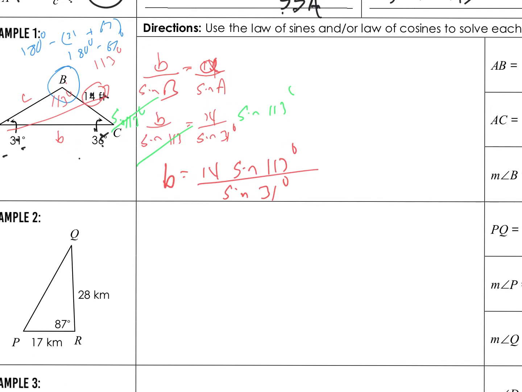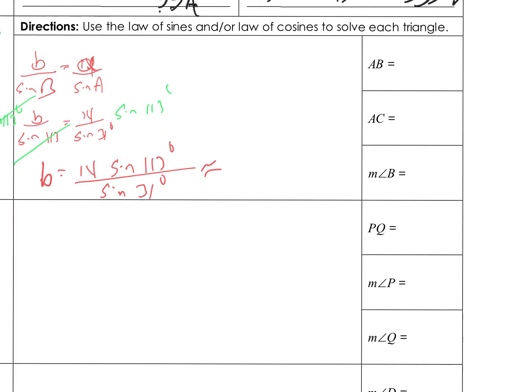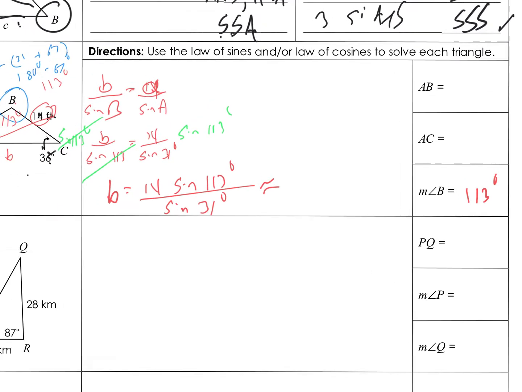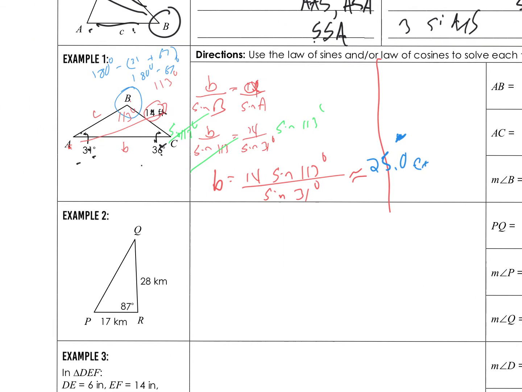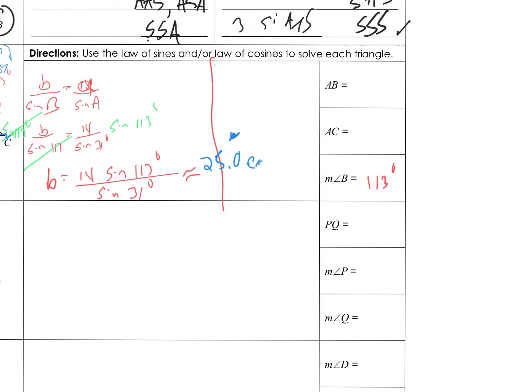Could somebody plug that in and give me my approximate answer? While you do that, I'm going to put 113 over here for this angle, 113 degrees. Anybody? 25.02. It was a side. What's the unit? Feet. So that would be AC. AC, I'm just going to write 25 feet.